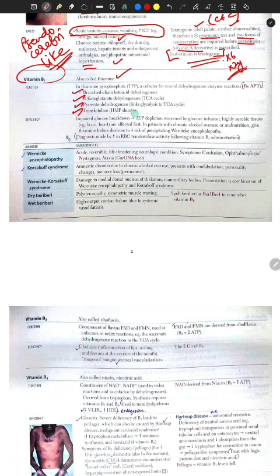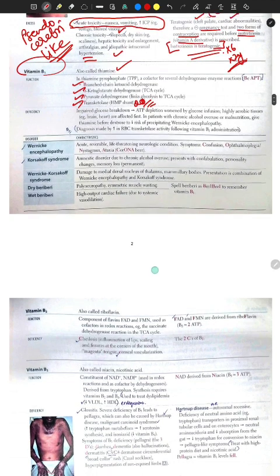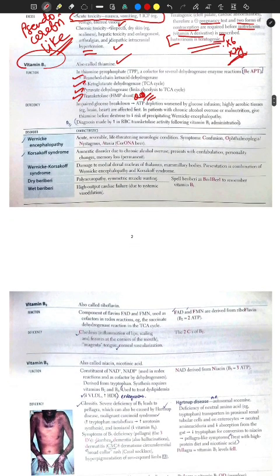Okay, transketolase activity in functional RBC evaluation can be done to confirm your vitamin B1 deficiency. And what is the main thing? The diagnosis is made by an increase in RBC transketolase activity after vitamin B1 administration. The transketolase activity is increased; before that, it is decreased. So with this, your B1 deficiency can be seen.